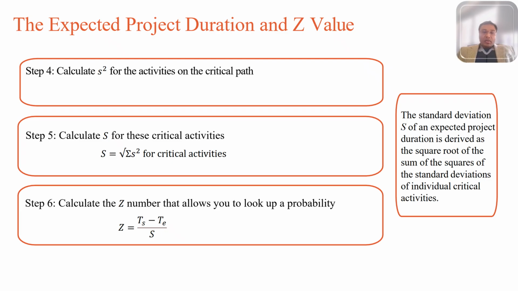Okay, so step 4 is where we calculate the S squared of activities for all the critical activities. So S squared, why do we do it? As we all know, mean is an average and it tells us where the data is. So this is only half the information we have. When you calculate the expected time, which is the mean, it only gives you half of the information. We need to know how spread out the values are.